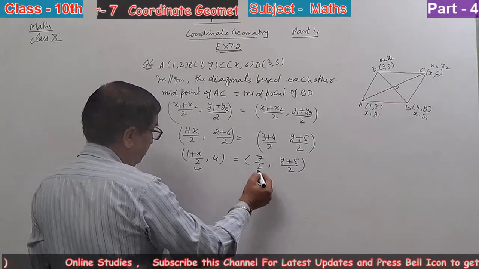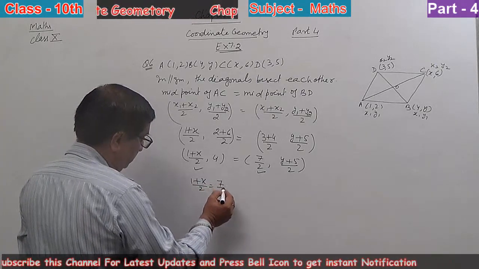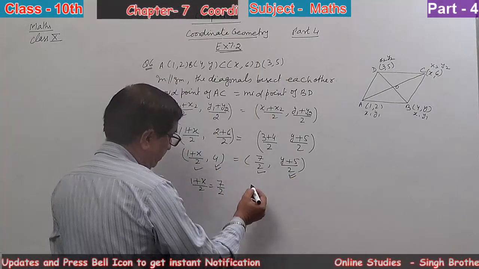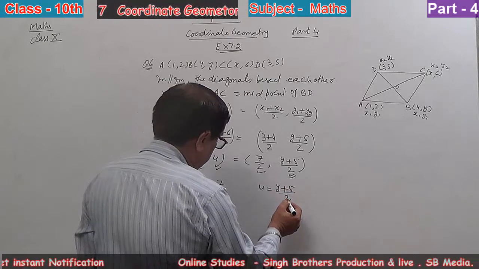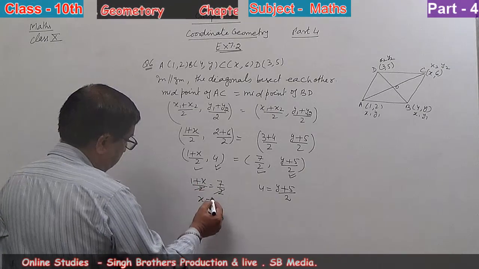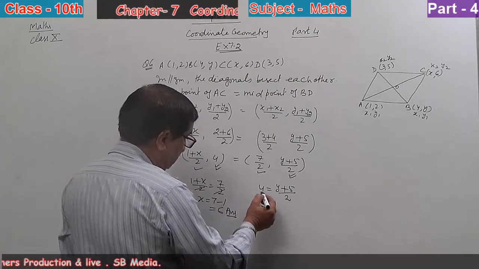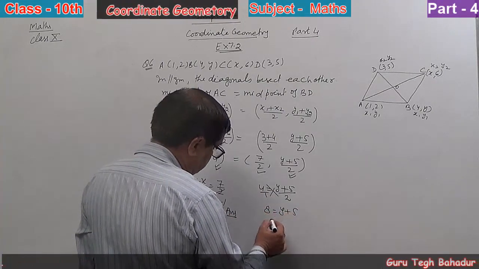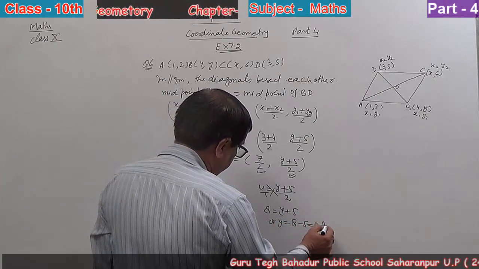Compare the coordinate of x. (1 plus x) upon 2 is equal to 7 upon 2, and the coordinate of y, (y plus 5) upon 2. 2 and 2 cancel, x is equal to 7 minus 1, that is 6. Here cross multiply, 8 is equal to y plus 5, or y is equal to 8 minus 5, that is 3.